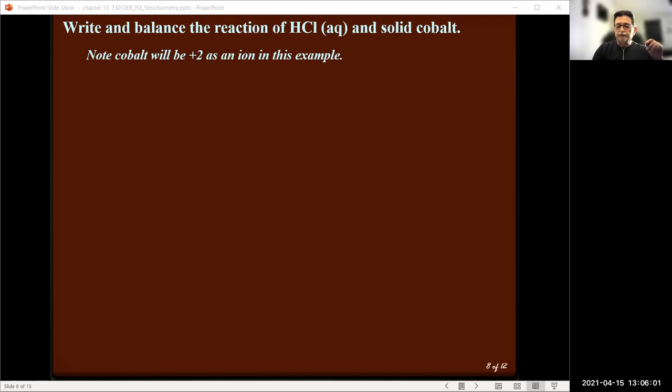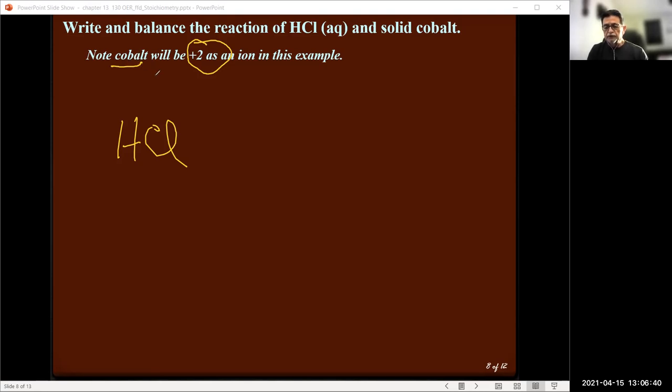Now, a couple of bits of information that you see given to you is the fact that it's telling you the oxidation state of cobalt. Let me change the color here real quick. It's telling you that the cobalt will be a +2 ion when the reaction proceeds. Okay, so we start with hydrochloric acid, HCl, and we need to know that information about cobalt because why?